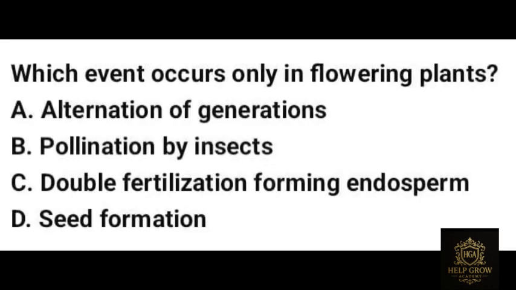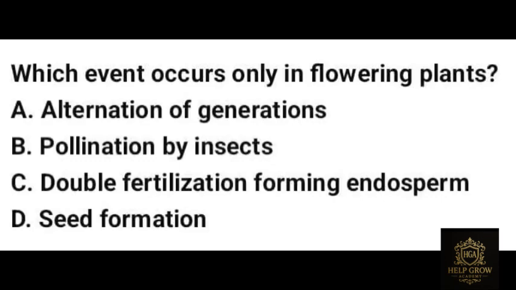Question 8 says, which event occurs only in flowering plants? Option A, alternation of generations. B, pollination by insects. C, double fertilization forming endosperm. And D, seed formation. The correct option is option C, double fertilization forming endosperm.